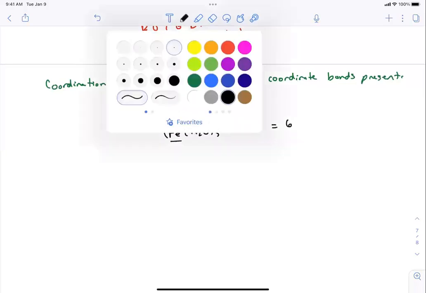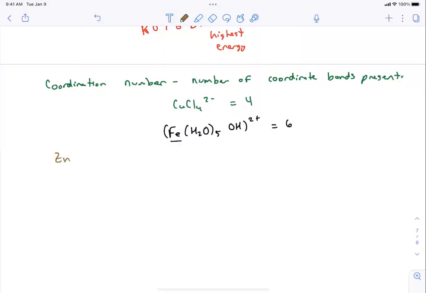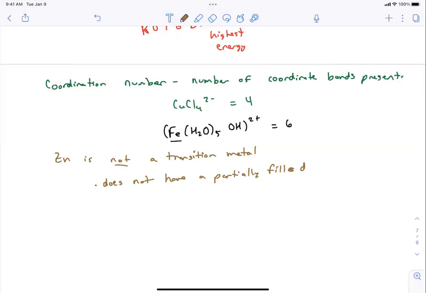The last thing I want to say is this. Zinc is not a transition metal because it doesn't fulfill the requirements of its ions. It does not have a partially filled d sublevel. It's also scandium as well. But zinc is the only one that's listed in here, though scandium is technically as well too. But zinc is the main one you need to focus on.